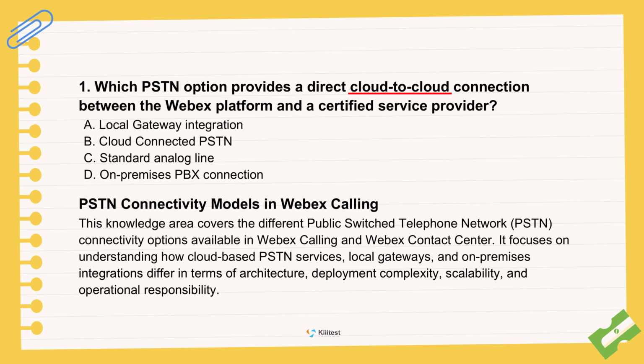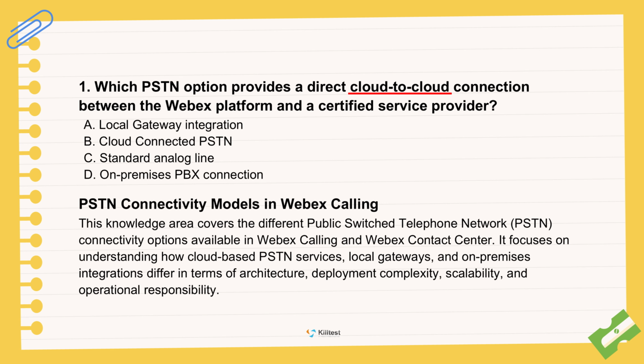And the options are A, local gateway integration, B, cloud-connected PSTN, C, a standard analog line, or D, an on-premises PBX connection. So if you've been in this industry a while, your first instinct might be to look for a gateway. Right, the old Cisco CUBE in the rack. For years, that was the gold standard. You had a router on-site, physically terminating the connection.